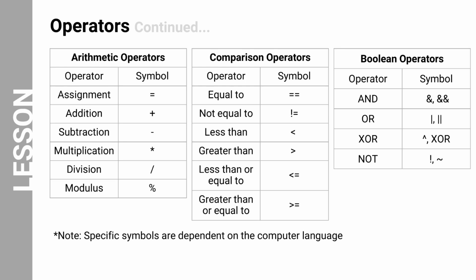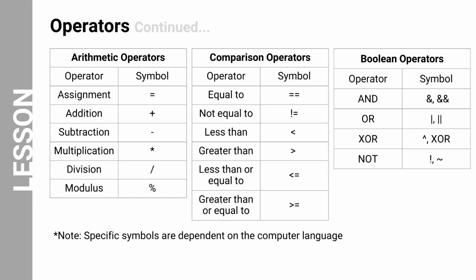Arithmetic operators are used for mathematical operations like addition, subtraction, multiplication, division, and modulus or remainder. For example, the plus symbol for addition, the minus symbol for subtraction, the asterisk symbol for multiplication, the slash symbol for division, and the percentage symbol for modulus.